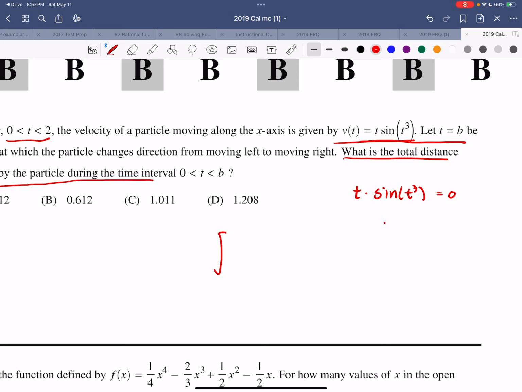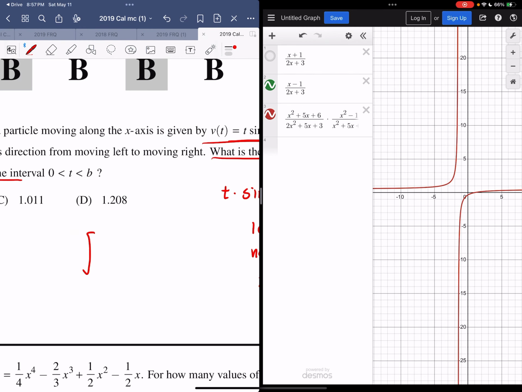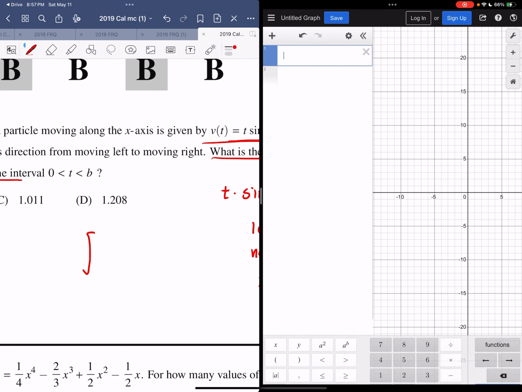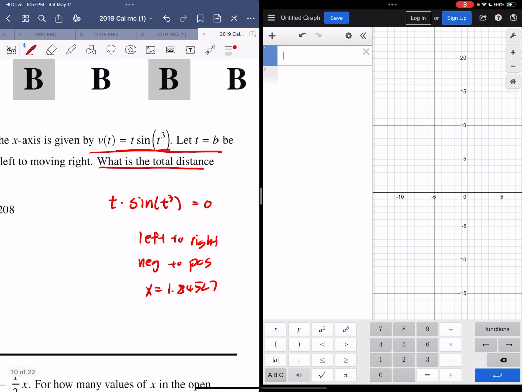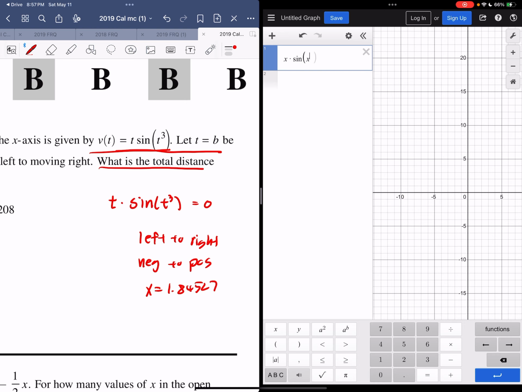You're gonna find something that goes left to right, negative to positive, which is going to be x equals 1.84527. That's what you're going to get when you actually put this one into the graph. Let's see if I can actually pull this one out here. So here, let's say x times sine x to the third power.